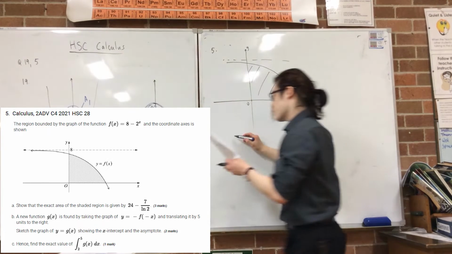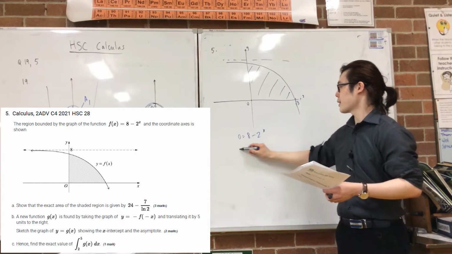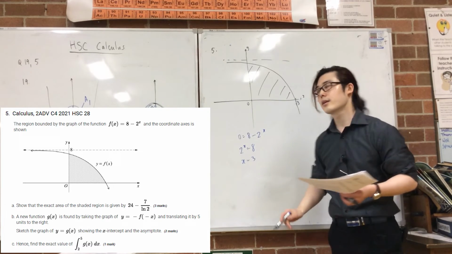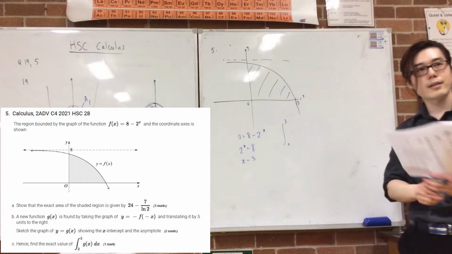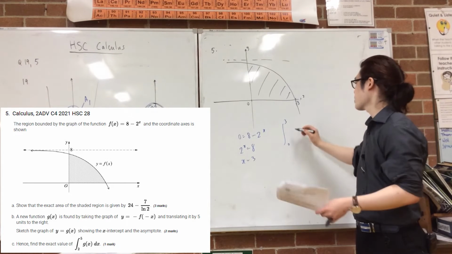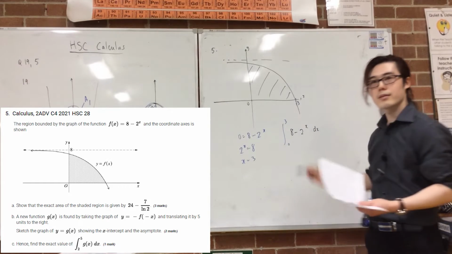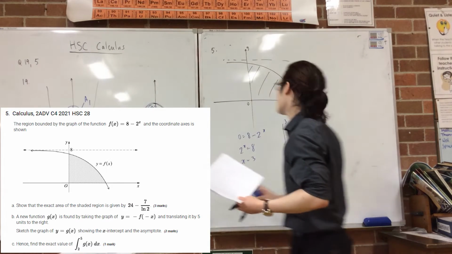Yeah, so if you make y equals 0, that's just 2 to the power of x equals 8, and obviously x equals 3, which is pretty straightforward. Okay, so the area is from 0 to 3. Now this comes back to exponential again, girls. We're integrating 8 minus 2 to the power of x, aren't we? Yeah? But how do I integrate 2 to the power of x?